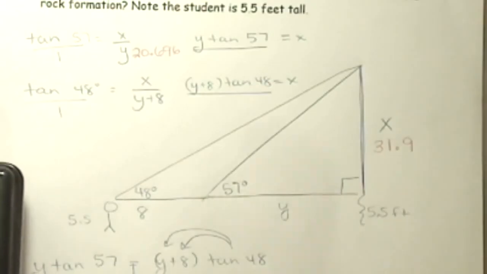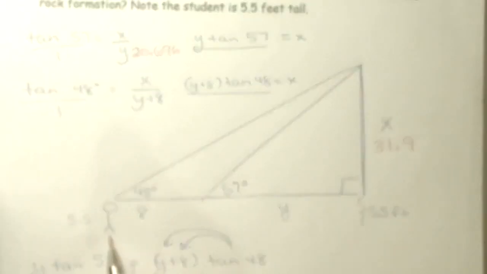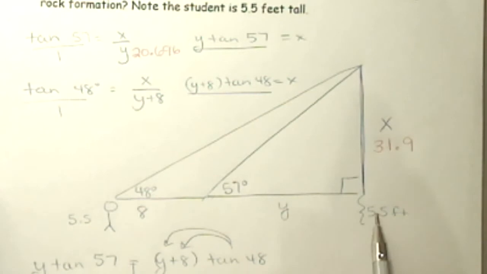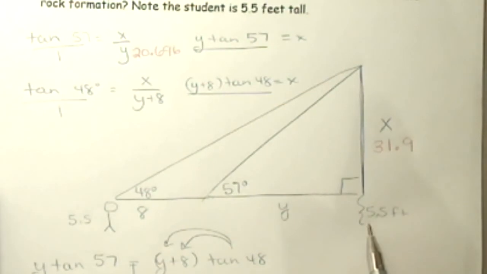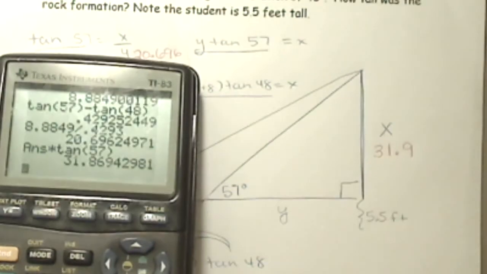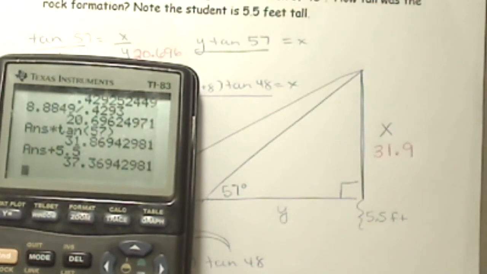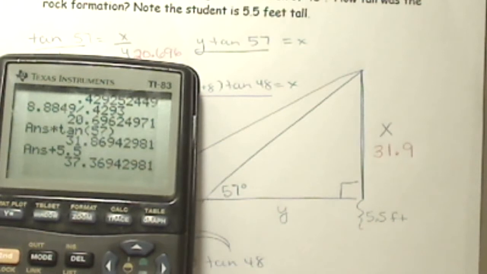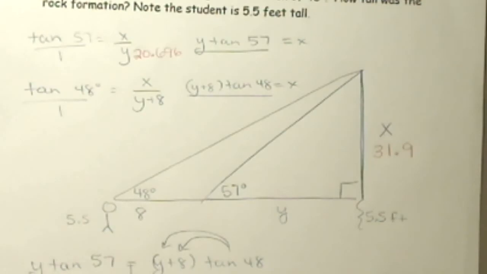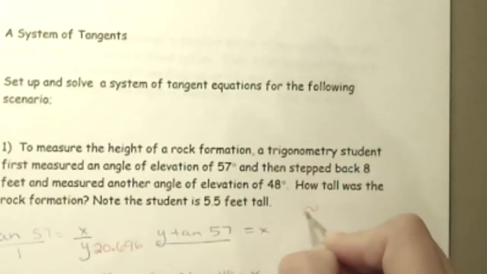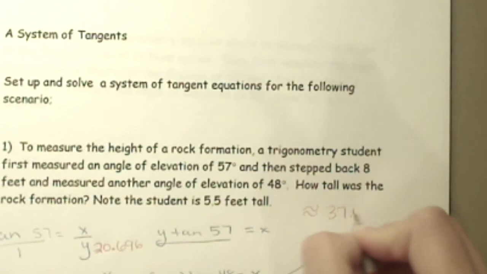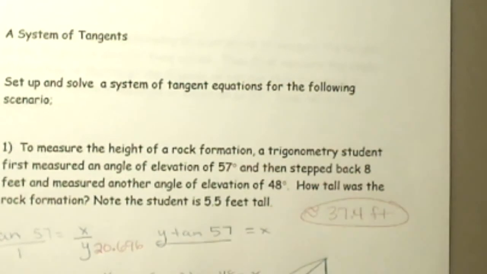Don't forget, the person who is observing these angles of elevation is 5.5 feet tall. So to get the total height of the rock formation, I do have to add that. So I'm going to add 5.5. And I get 37.4 as my final answer. Approximately 37.4 feet tall.